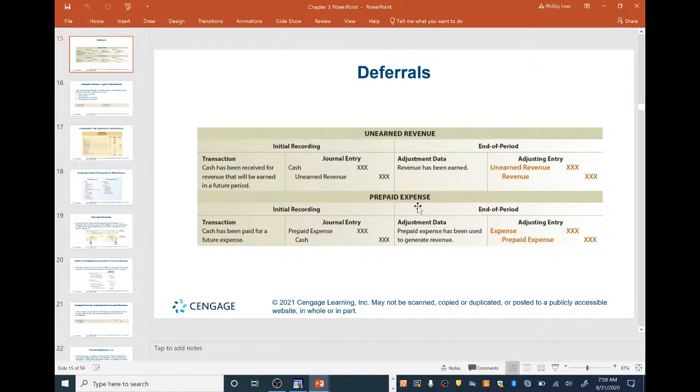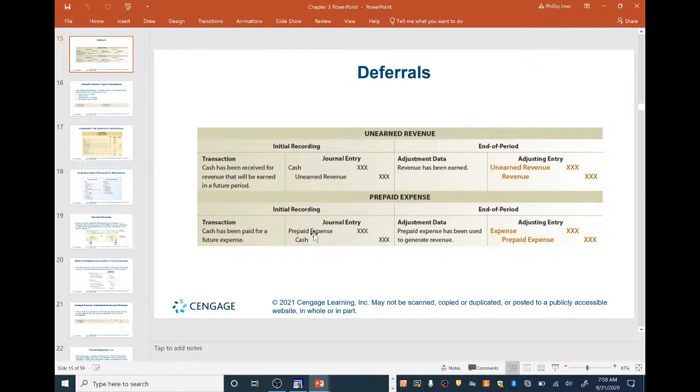Okay, next, prepaid expense. What about the initial recording of a prepaid expense? So once again, cash has been paid for a future expense. Let's revert back to that Super Bowl example. We paid for a Super Bowl ticket at the end of January. The Super Bowl's in February. So obviously we now have an asset, right? We've not actually gone to the game, but we paid cash to go.